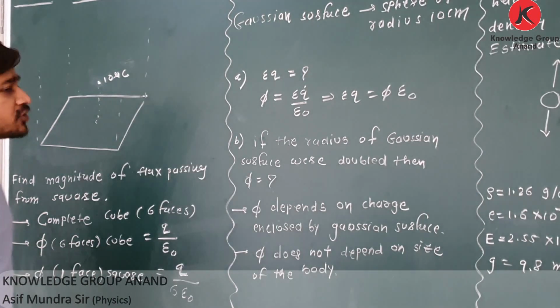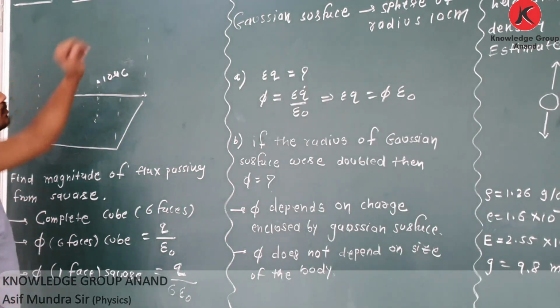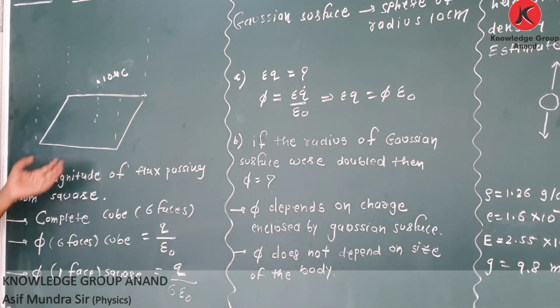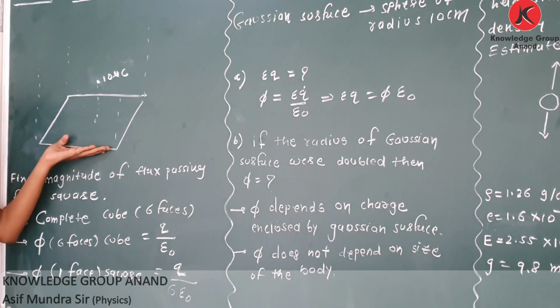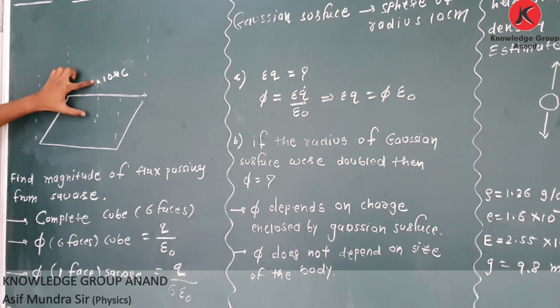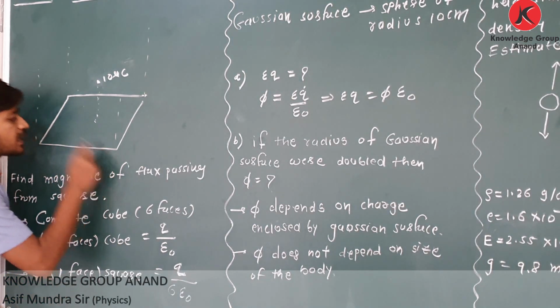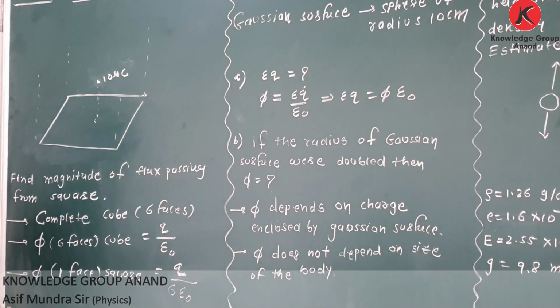Okay students, lecture 3, one more question from exercise 1.18. You are given one square plane and a point charge of 10 microcoulomb located at 5 centimeter above it. What is your question? You have to find the magnitude of flux passing through this square plane.